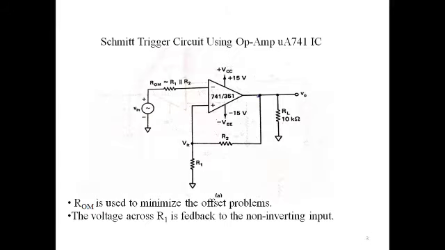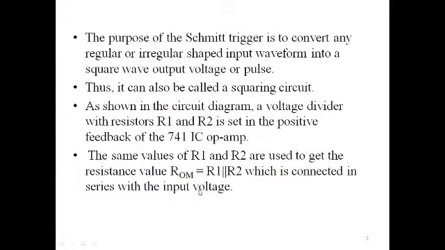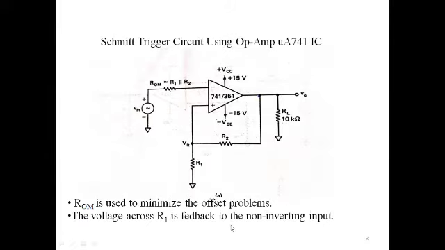Now look into the figure. Here the resistors R1 and R2 form the voltage divider bias. That forms the voltage divider with resistors R1 and R2, and that has been set in the positive feedback.